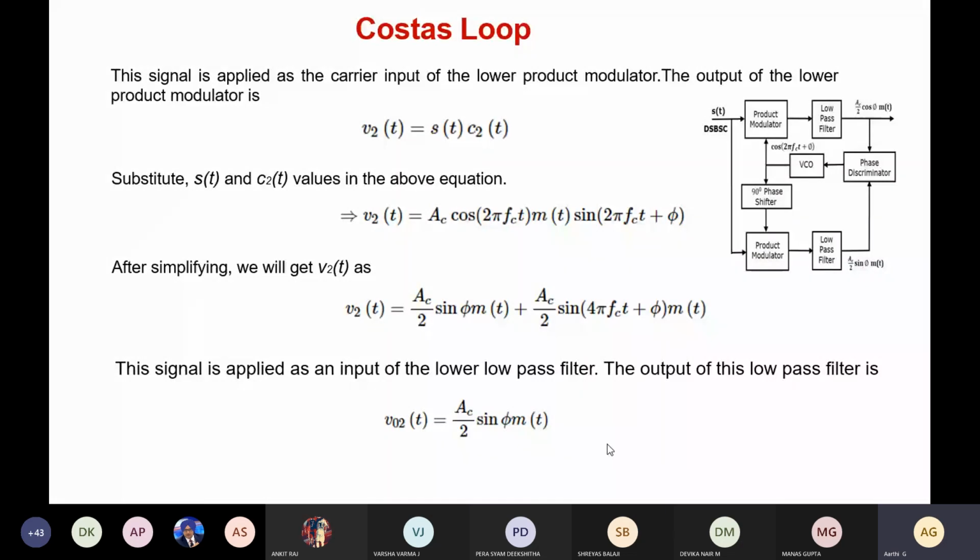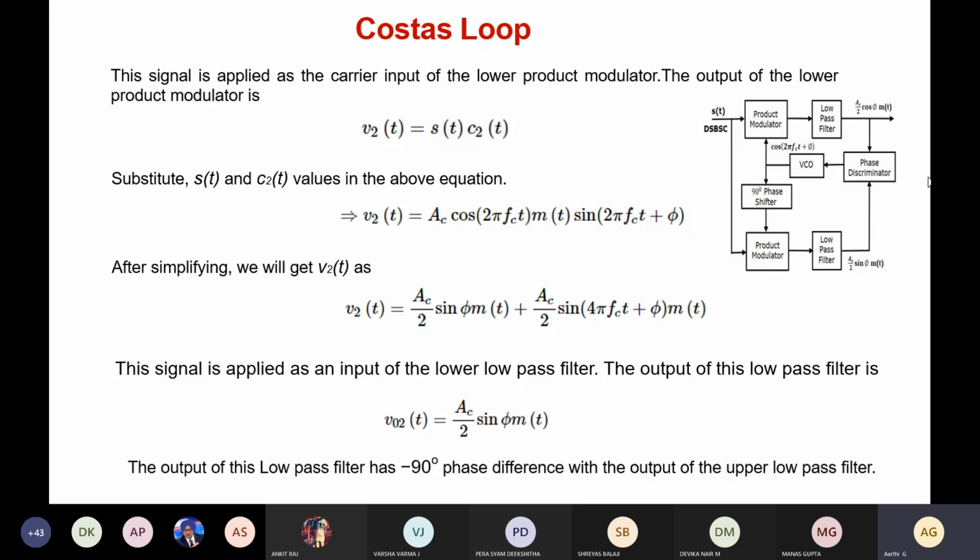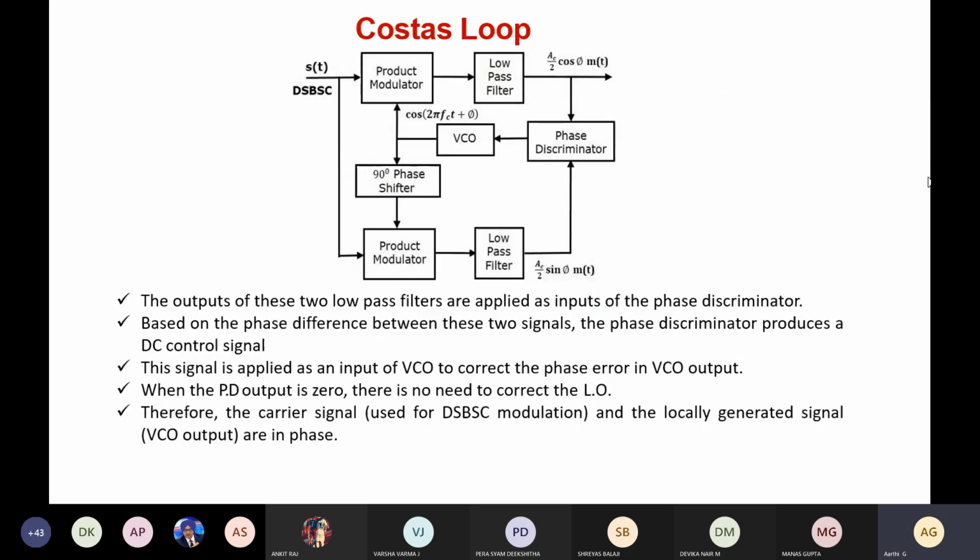So this is what is mentioned in the block diagram, the outputs of the two low pass filters. So these are fed as input to the phase discriminator. So this output has a 90-degree phase difference with the output of the upper low pass filter. These outputs are applied as inputs to the phase discriminator. Based on the phase difference between these two signals, the phase discriminator produces a DC control signal. So this output of the phase discriminator is a DC control signal, which will control the VCO.